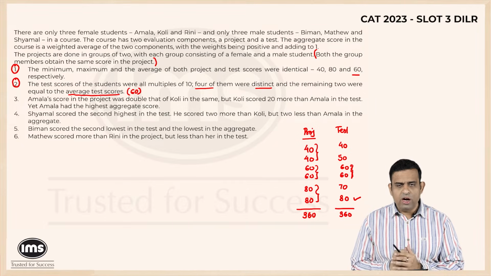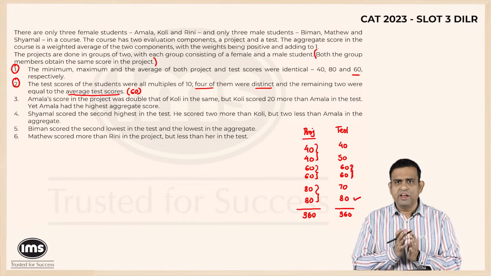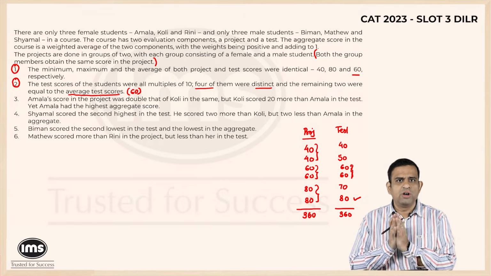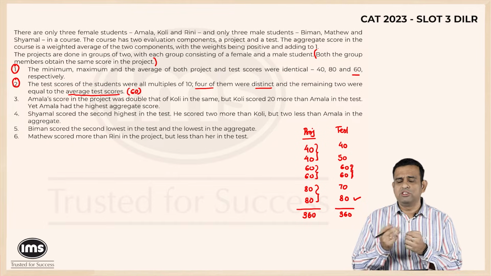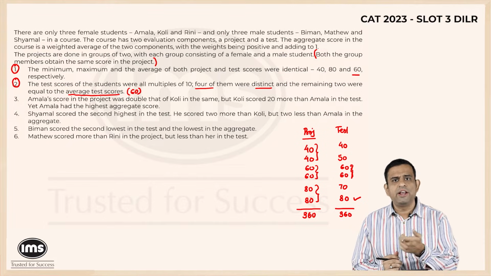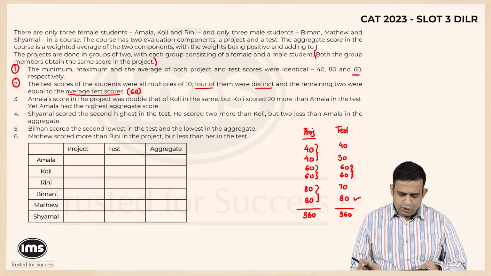Let's go ahead. What I will do is make a simple table over here with the names of the 6 students, and then we can have 3 columns: one for the project, one for the test, and one for the aggregate, which is nothing but the weighted average score of the project component and the test component. So this is how my table is going to look.